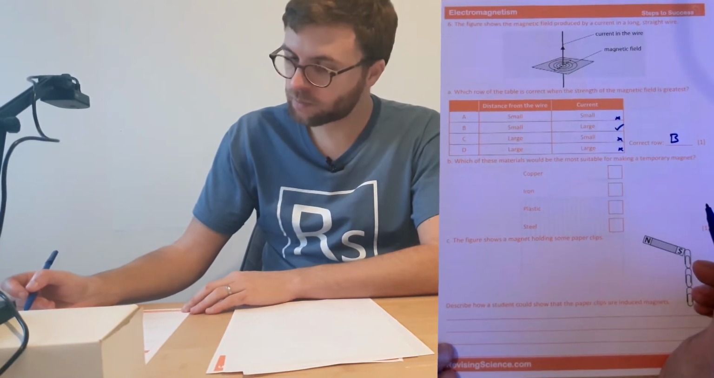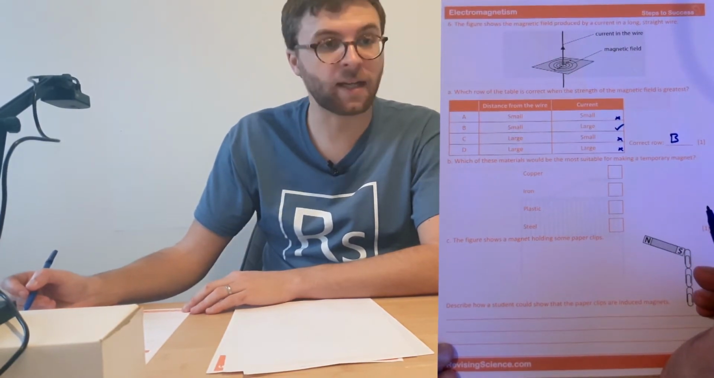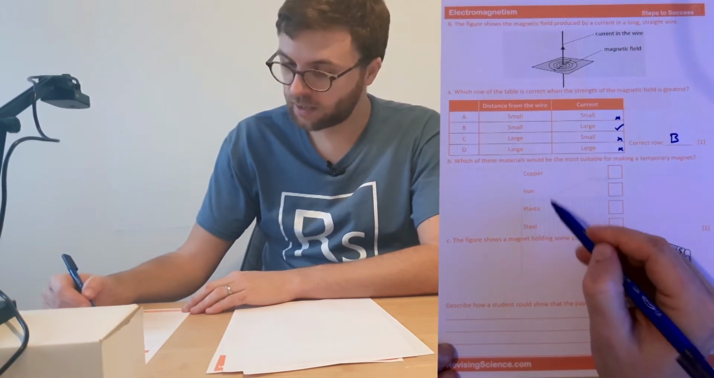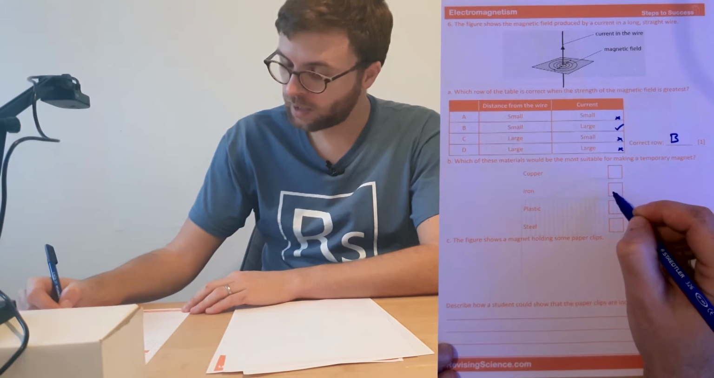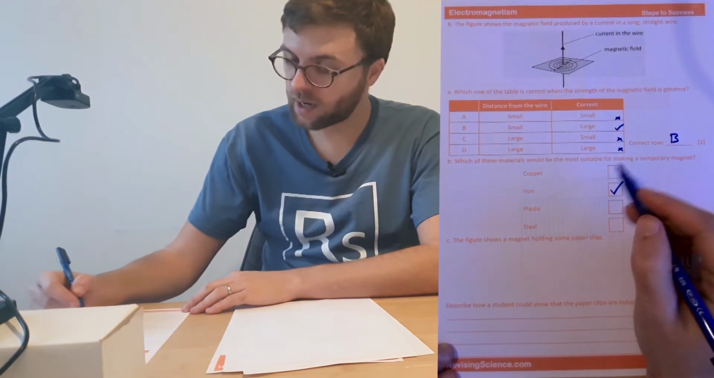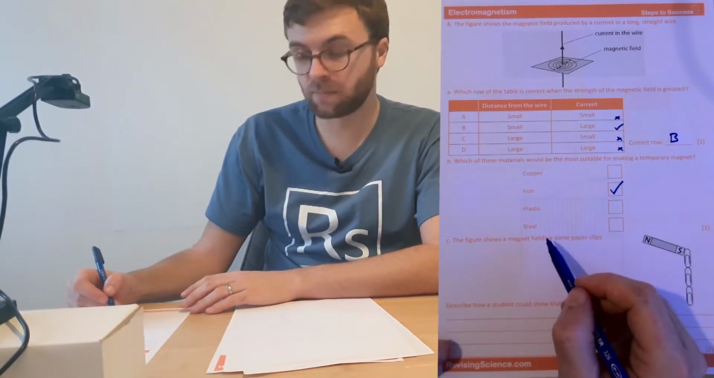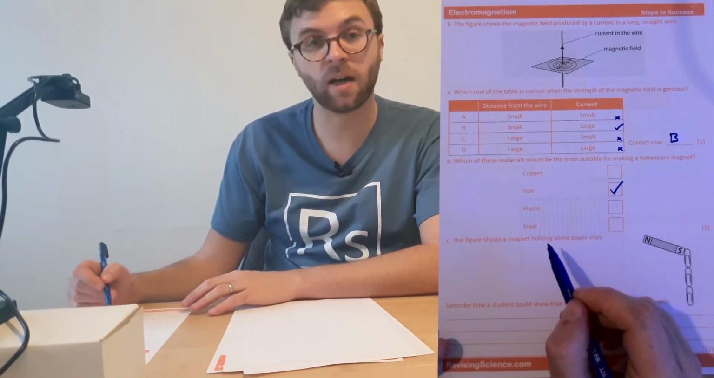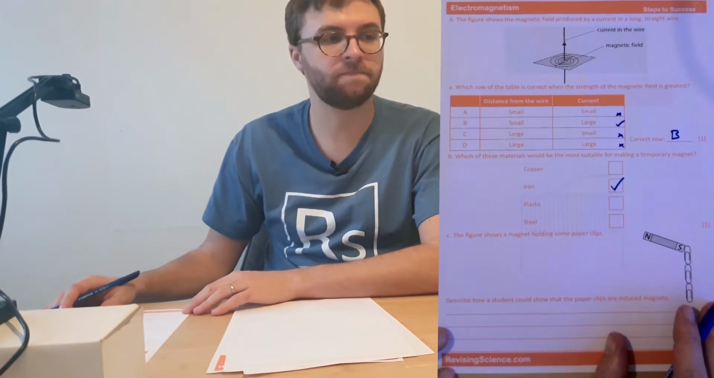Which of these materials would be the most suitable for making a temporary magnet? A temporary magnet needs to be a magnetic material, and the only magnetic material that we've got there that would lose its magnetism easily would be iron. Steel, which is made a majority of iron, will hold its magnetism quite a long time, so it wouldn't be a very good temporary magnet.